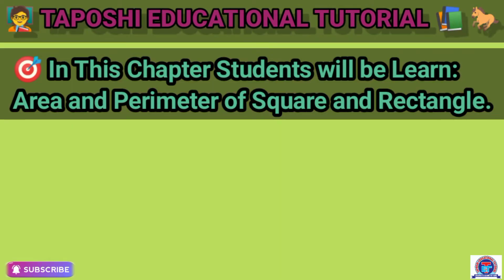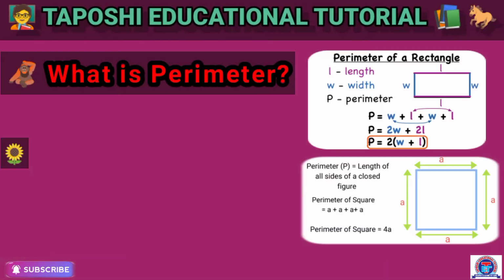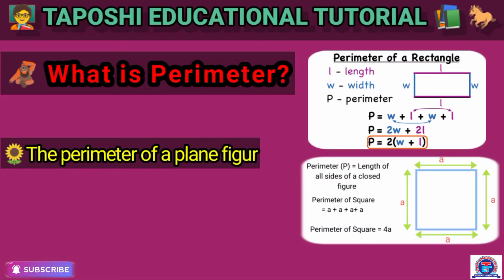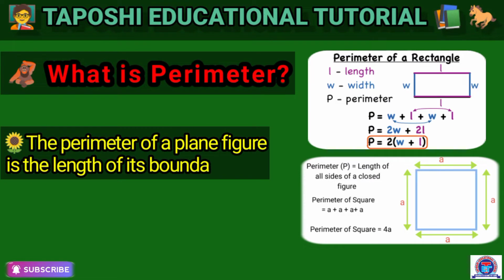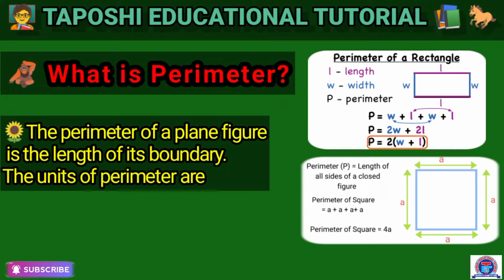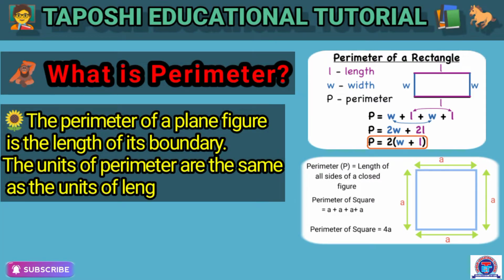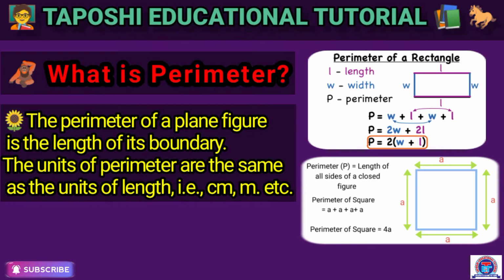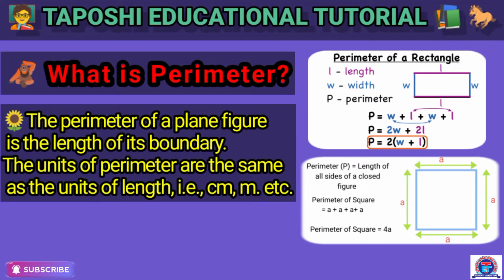So what is perimeter? The perimeter of a plane figure is the length of its boundary. The unit of perimeter is the same as the unit of length, that is centimeter and meter. You know it very well, right student? So now what is area?